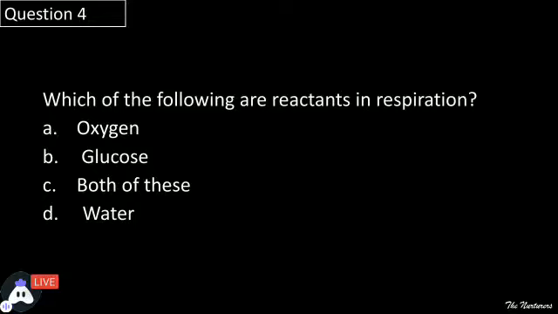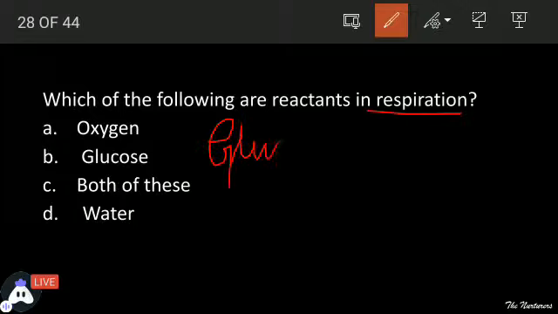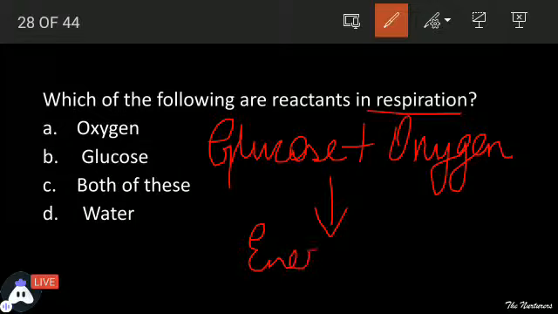So you all must even know the reaction of respiration. So when does respiration happen? When glucose combines with oxygen. Now there are different types of respiration, either anaerobic or aerobic. We will be discussing in the case studies of life processes. So glucose plus oxygen gives what? It gives us energy and water.